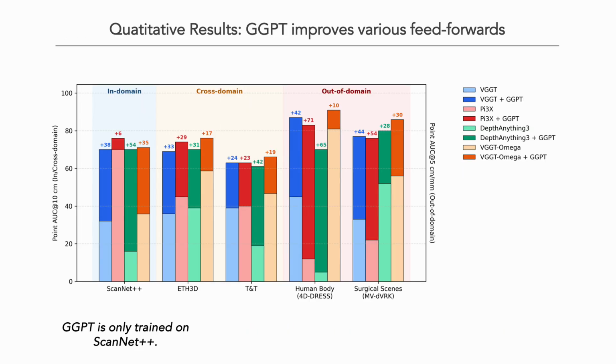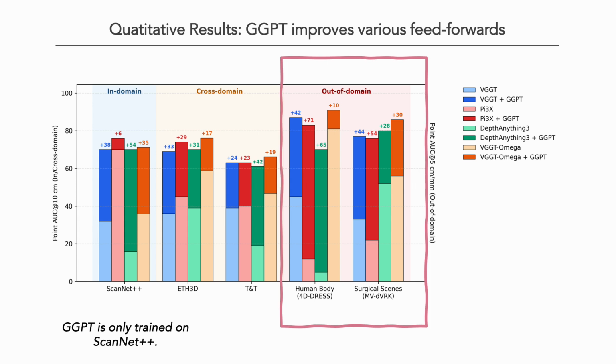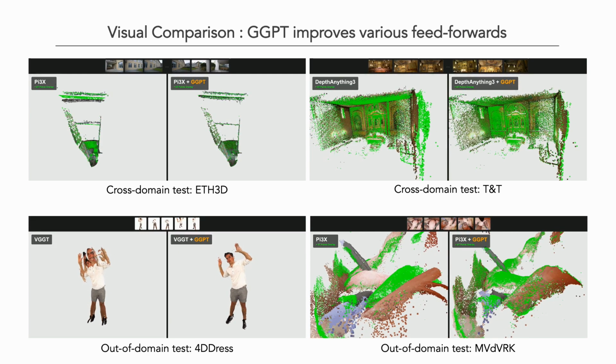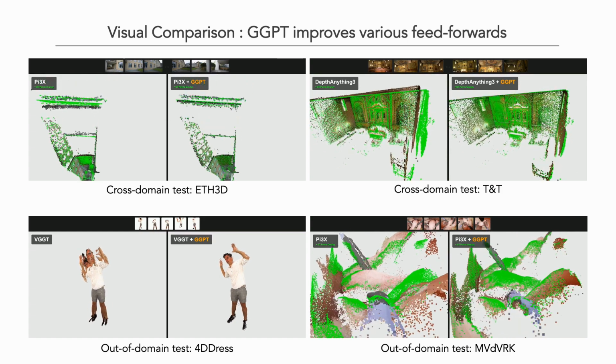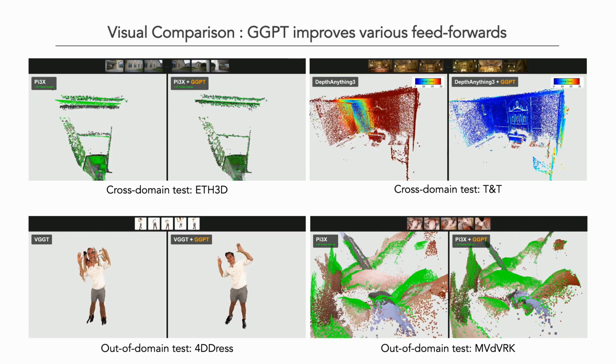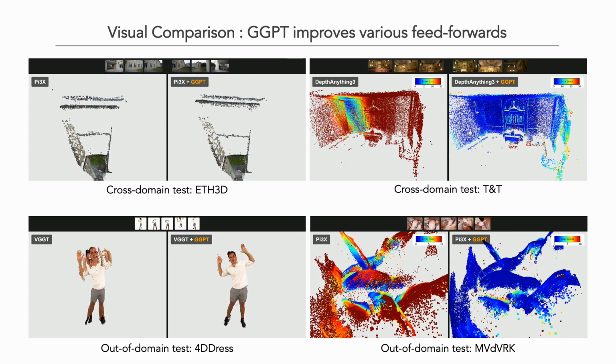Altogether, when evaluating point accuracy, GGPT improves various feed-forward reconstructions across multiple datasets. The metric gain is pronounced in out-of-domain test sets, including human body and surgical scenes, which share significantly different geometry and appearance than the training data. Visual comparison shows that our method can effectively reduce the error and mitigate 3D inconsistency.